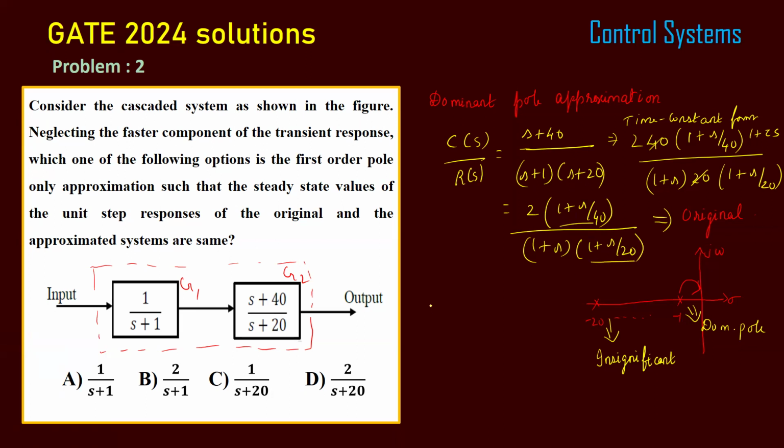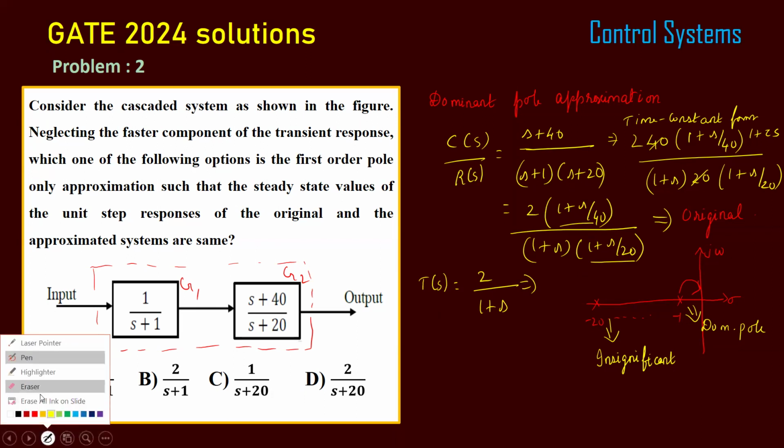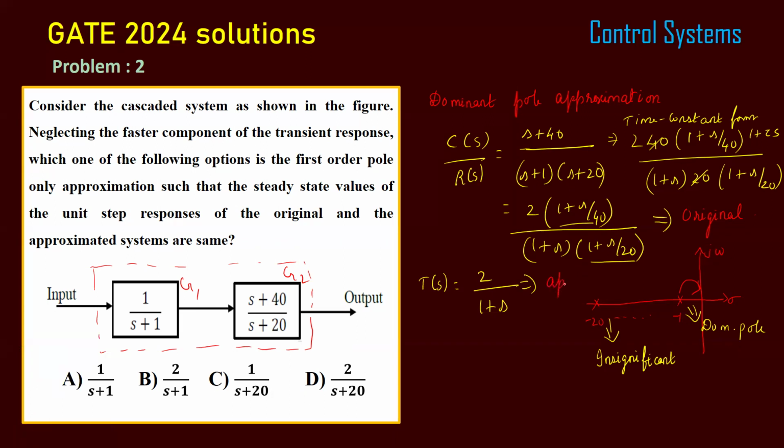eliminating this and this, the reduced or approximated form of the transfer function is 2 by 1 plus s, after eliminating -40 and -20. Okay. This will become 2 by 1 plus s. This is the approximated form, the approximated transfer function. Okay. So what have they asked?